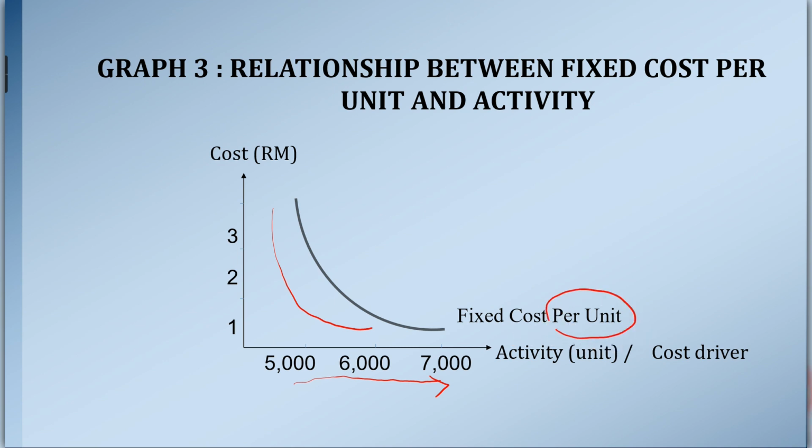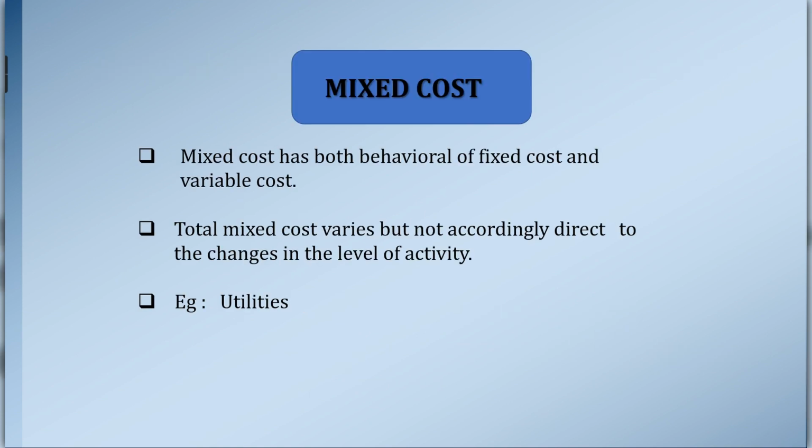Alright, okay, next we're going to go through mixed cost. Okay, mixed cost ni dia ada both behavior, which is it's a combination between fixed costs and also variable costs. Alright, so the total mixed cost it does vary, okay, but not directly according to the changes in the level of activities. Okay, so dia berbeza tapi dia tak sifat dia, sebab it's a combination, right? So dia ada sedikit campuran antara characteristic of fixed cost and also variable cost.